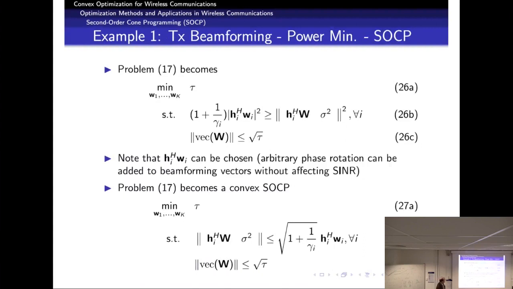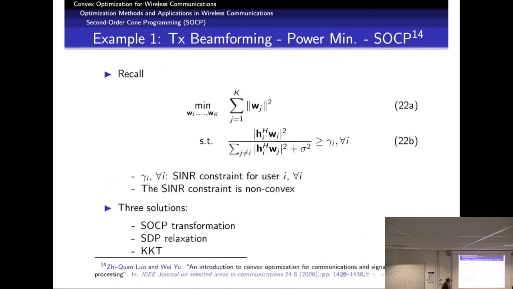But you can transform the problem in the following form. So let's go back to this problem. And I'm saying I want to minimize this quantity. So minimizing this quantity, I can say, well, I will replace this by another variable that we'll call tau, and say I want to minimize tau.